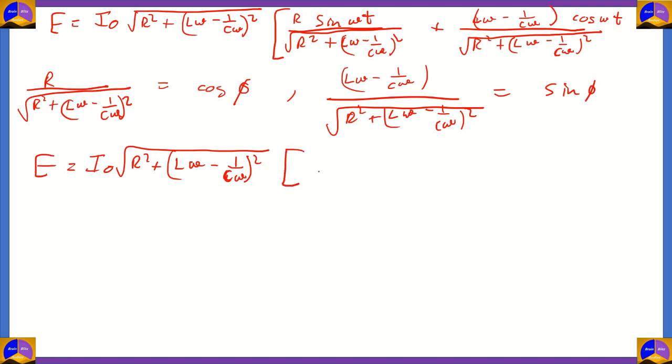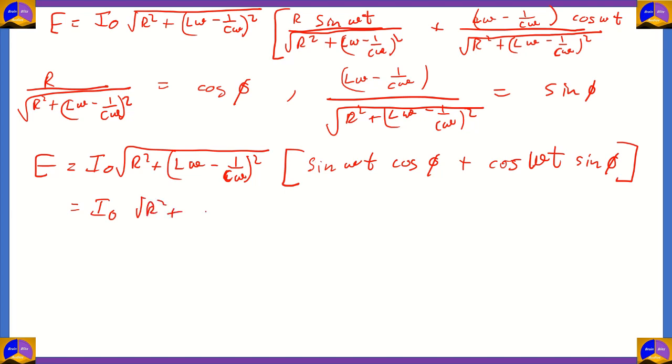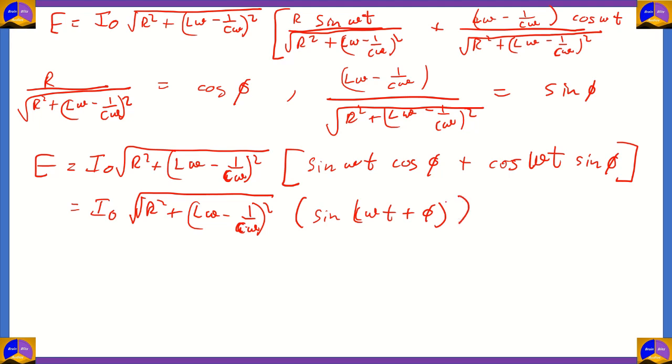And then inside the bracket what you get is sine omega t cos phi plus cos omega t sine phi, which will now become I naught times the root of r square plus L omega minus 1 by c omega, the whole square, and then you have sine of omega t plus phi. So sine A plus B gives you sine A cos B plus cos A sine B. So therefore the bracket now becomes sine of omega t plus phi.